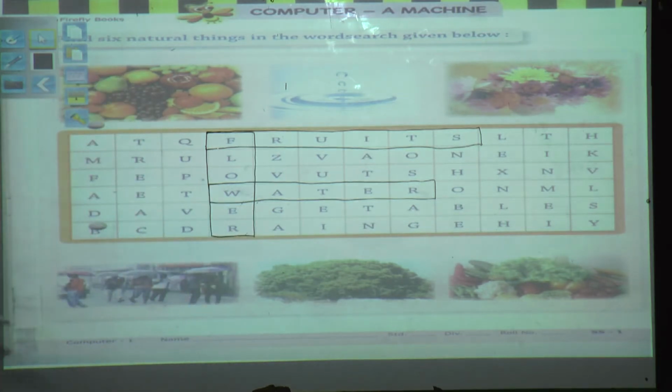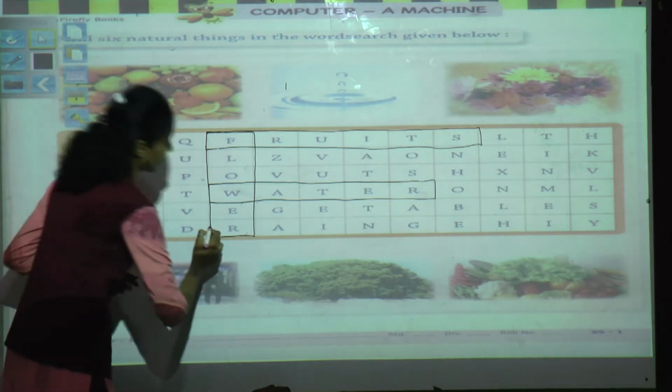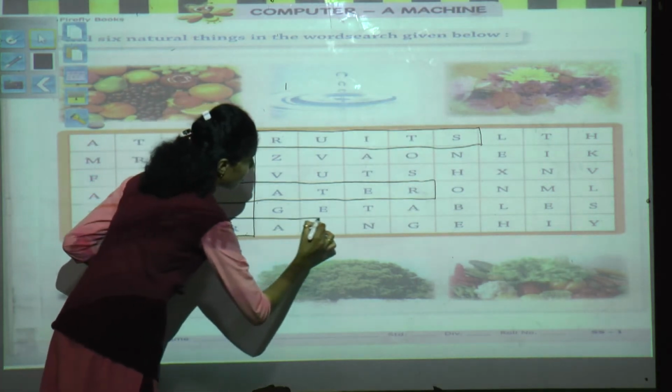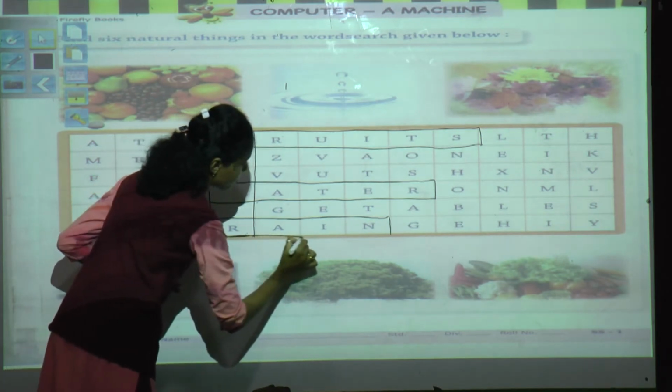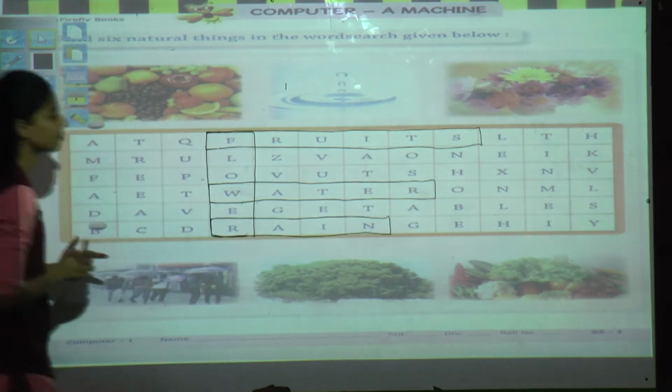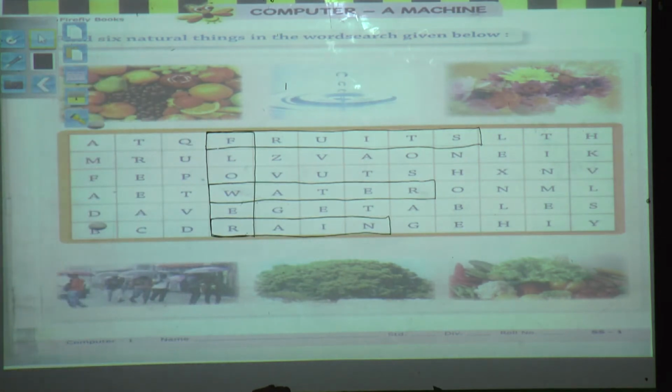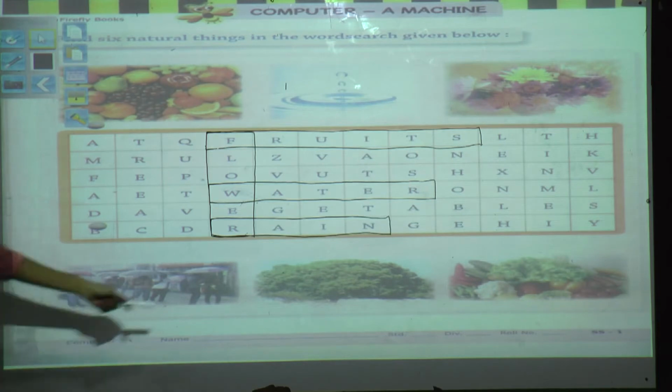Okay. Now what is this? Everyone likes this season. What is this? Rainy season. And what is going on? Rain. Then where is the spelling of rain? What is the spelling of rain? R-A-I-N. Good. Rain. Here is the spelling of rain.